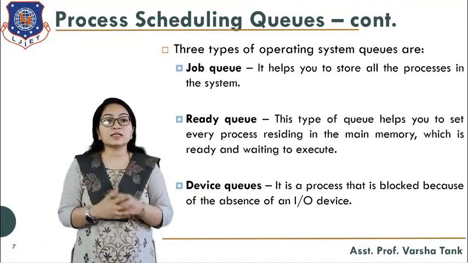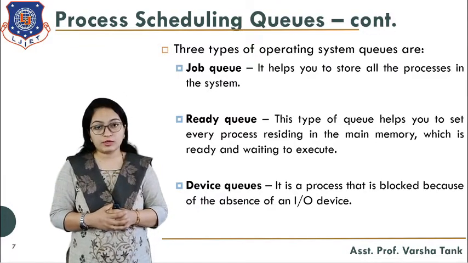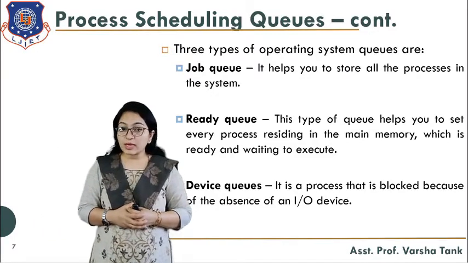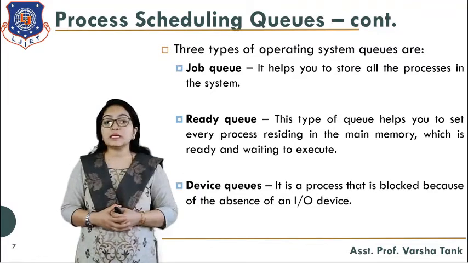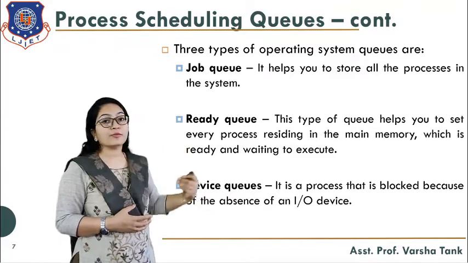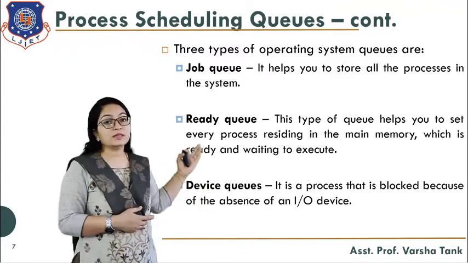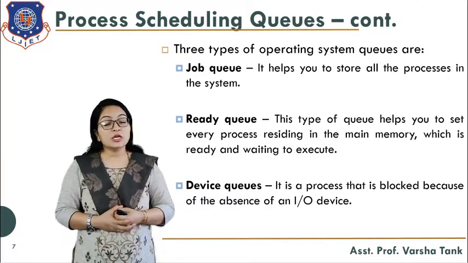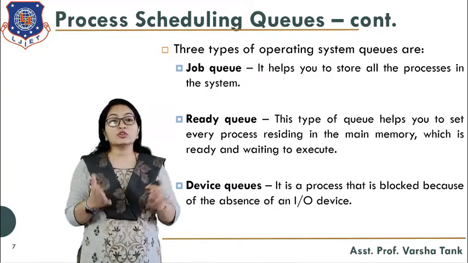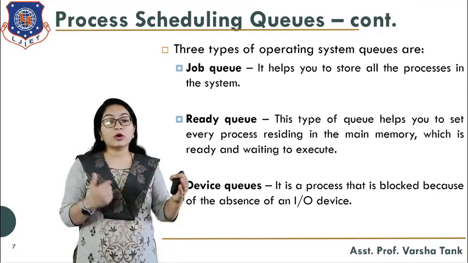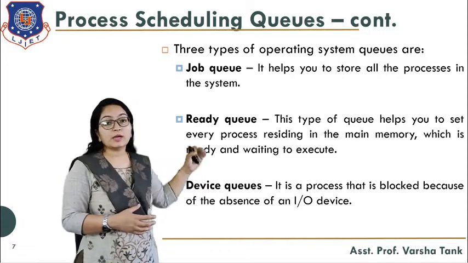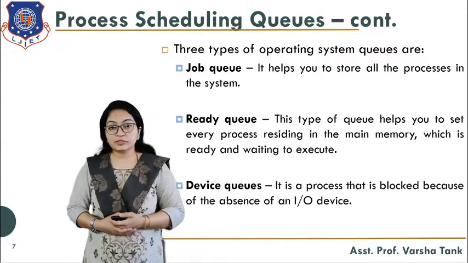That means it is a process that is blocked because of the absence of the input output device. So when the process is blocked because of the input output peripheral device, at that time the process will be placed in the device queue, also known as the block queue. Okay, so these are the three different types of queues in the process scheduling algorithm. Whenever the process is scheduled because of unblocked, because of block, because of input output interrupt, or because of time slice expired, at that time the process will be put in this particular type of queue according to the process status.